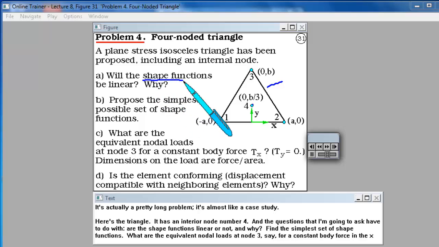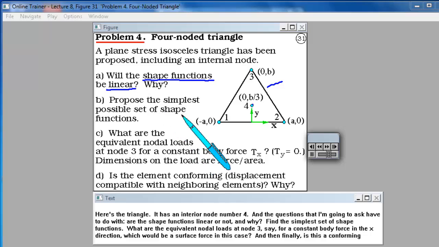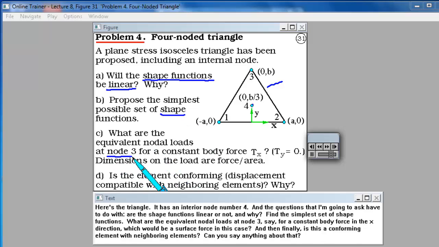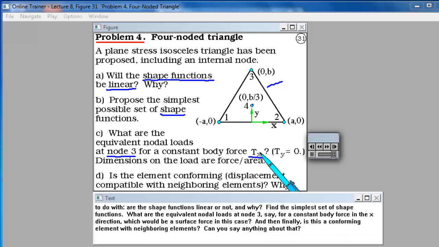Are the shape functions linear or not, and why? Find the simplest set of shape functions. What are the equivalent nodal loads at node 3, say, for a constant body force in the x direction, which would be a surface force in this case? And then finally, is this a conforming element with neighboring elements? Can you say anything about that?